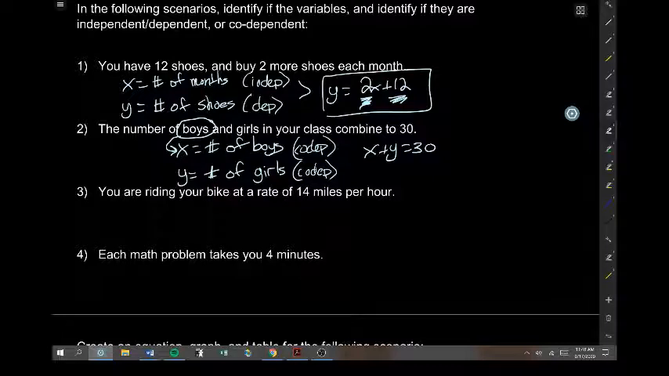Okay, you're riding your bike at a rate of 14 miles per hour. Whenever you have a rate, the 2 units will be your 2 variables. X is going to be hours. Really, it's number of hours. Please don't just write hours, say number of hours. Just get in the habit. It's going to be helpful later on. Y is going to be number of miles.